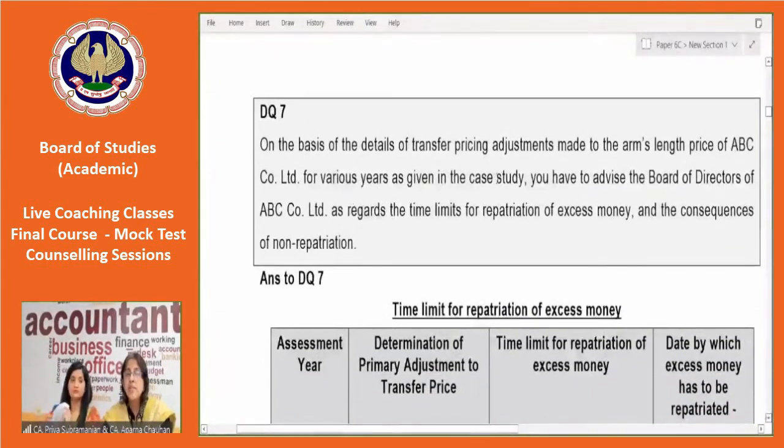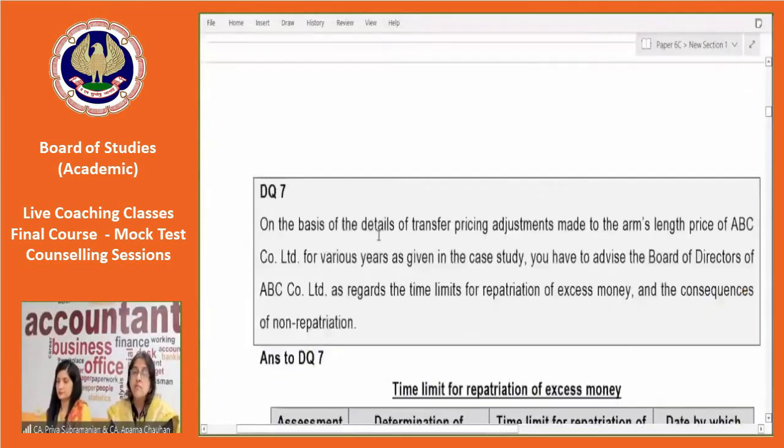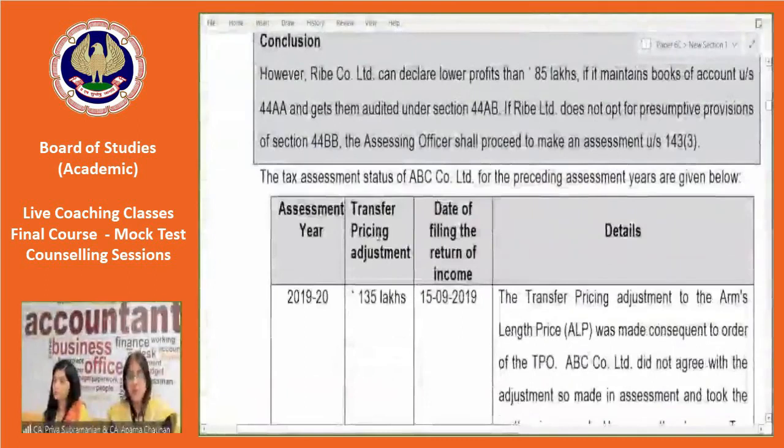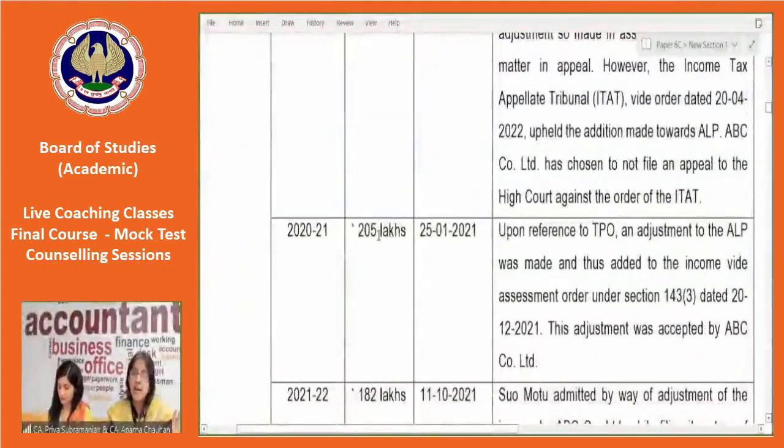On the basis of the details of the transfer pricing adjustments made to the arm's length price for the various years, you have to advise the board of directors as regards the time limit for repatriation of excess money and consequences of non-repatriation. Now, these are the primary adjustments for all these years: 135 lakh, 205 lakhs, and 182 lakhs. And the assessee has accepted it.